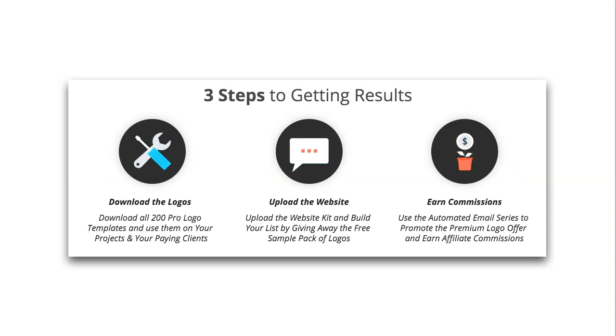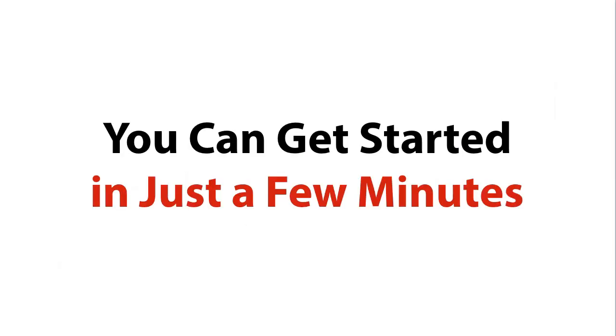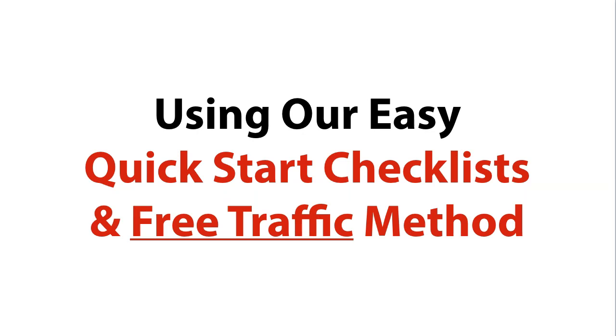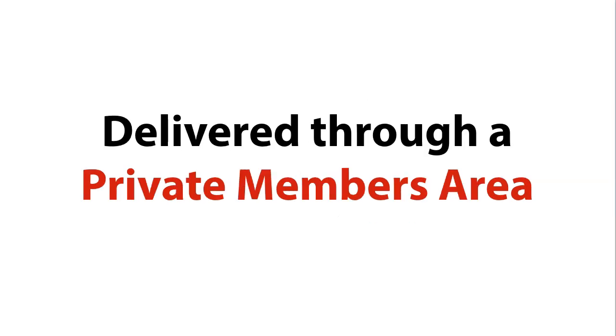And there's only 3 steps to getting the results with Logodoll. Step 1 is simply download all 200 pro logos. Step 2 is upload the ready-made website kit. And step 3 is earn affiliate commissions. And you can get started in just a few minutes using our easy quick start checklist and instant free traffic method. And everything is delivered through a private members area.